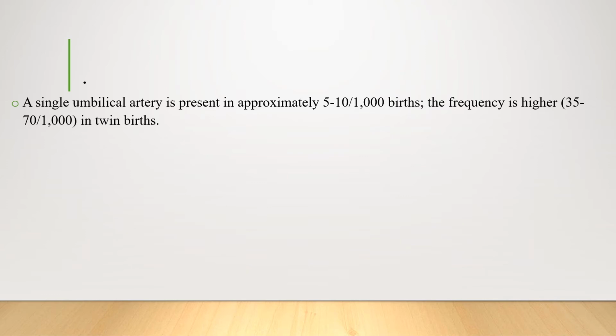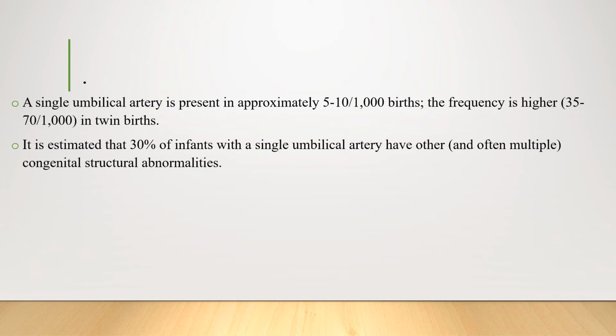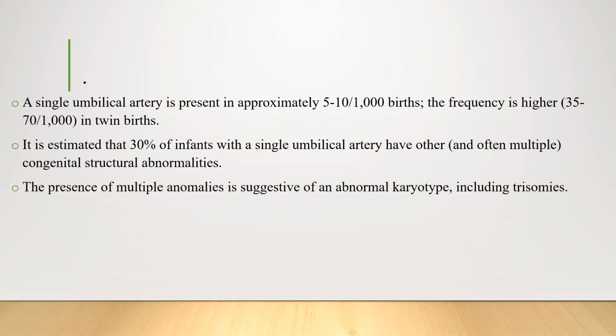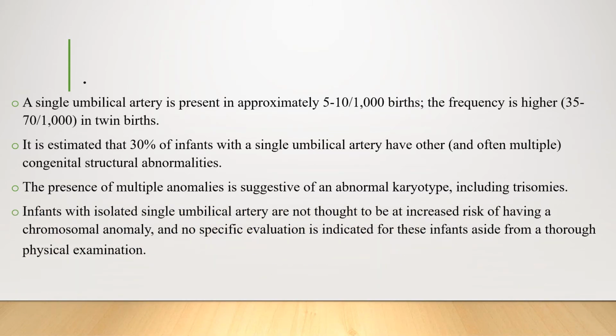A single umbilical artery is present in approximately 5 to 10 out of 1000 births, and the frequency is higher in twin births. It might reach up to 35 to 70 per 1000 births. It is estimated that 30% of infants with a single umbilical artery have other congenital structural abnormalities, and the presence of multiple anomalies is suggestive of abnormal karyotype, including trisomies. Infants with isolated single umbilical artery are not thought to be at increased risk of having a chromosomal anomaly, and no specific evaluation is indicated for these infants aside from a thorough physical examination.